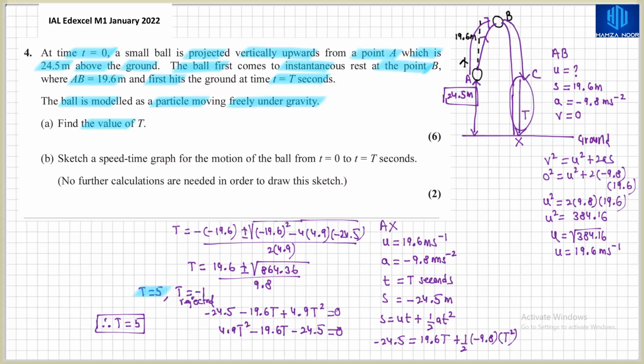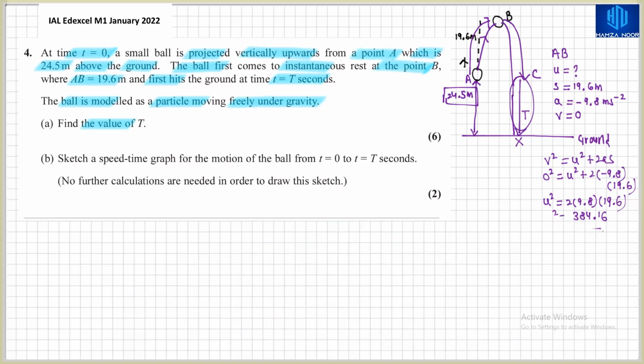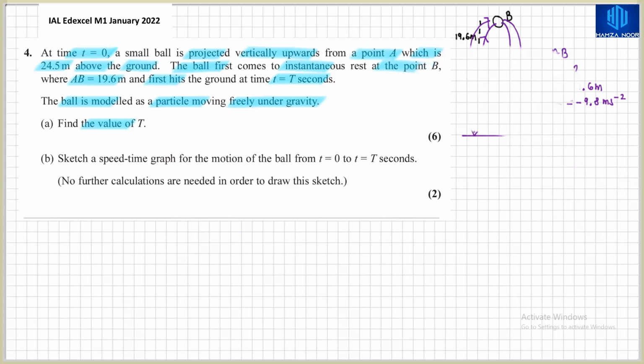Now in part B, it is asked to sketch a speed time graph for the motion of the ball from t is equal to 0 to t is equal to capital T seconds. No further calculations are obviously needed in order to draw this sketch. So here I'm going to erase the workings of part A, and we are going to make a sketch over here.